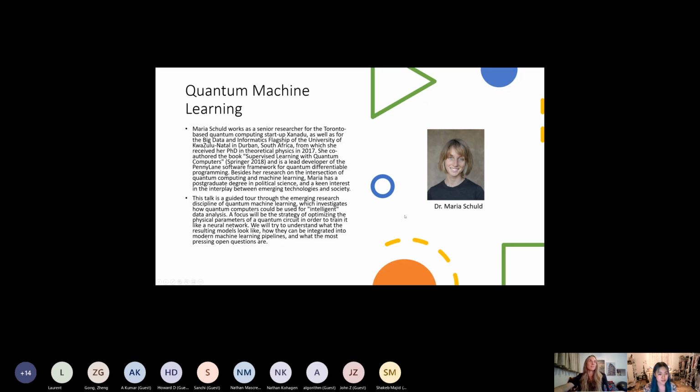So Maria is also part of the University of KwaZulu-Natal in Durban in South Africa. And she also is an author, not very different from the book I published, but Maria wrote a textbook, Supervised Learning with Quantum Computers. And she also has been working on the PennyLane software framework for quantum machine learning, which is a Xanadu framework using a Python library. So we're very excited to have her here today. And quantum machine learning is definitely a very exciting topic. Both quantum computing and machine learning are developing fields. So it will be very interesting to see how these two fuse together.